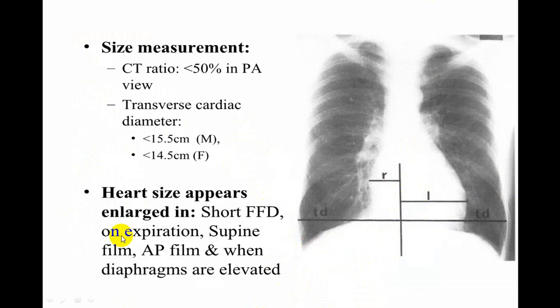Now already we have mentioned that if you take a short FFD picture, or on expiration, or in a supine posture, or an AP view, or when the diaphragms are elevated, the heart size will appear enlarged. So this condition will produce a false interpretation of the heart size, and this should be avoided.